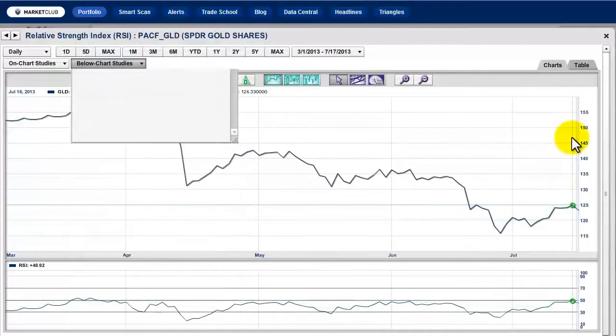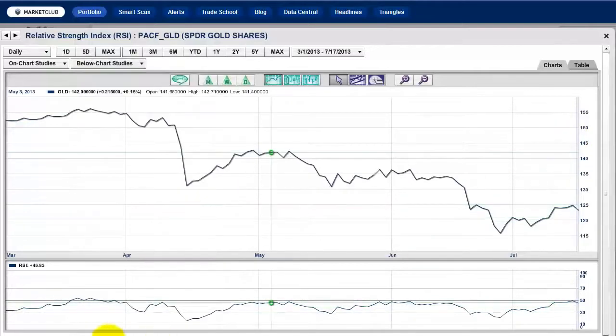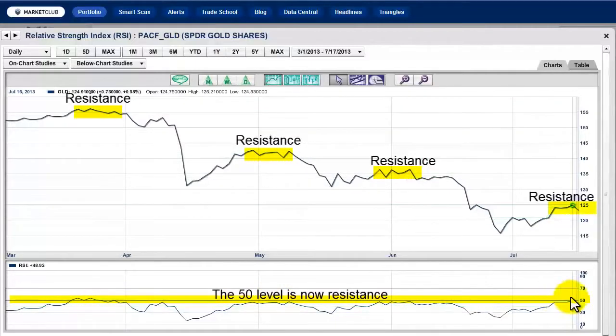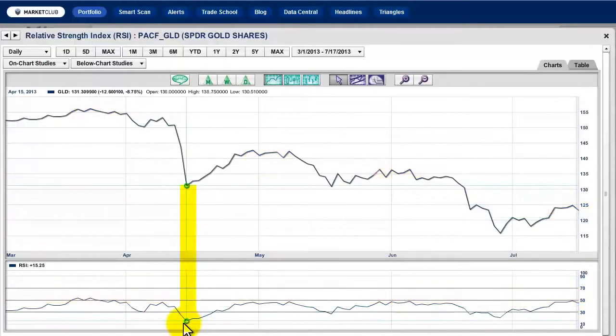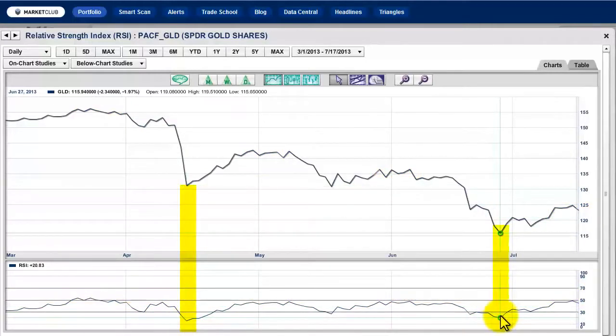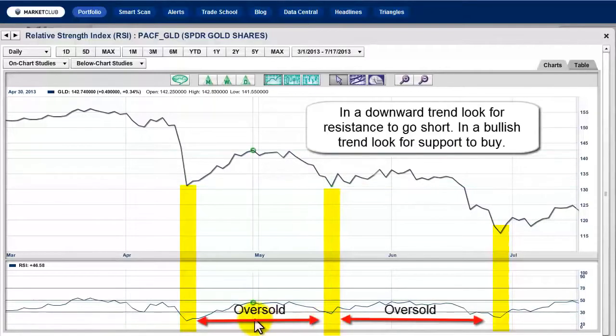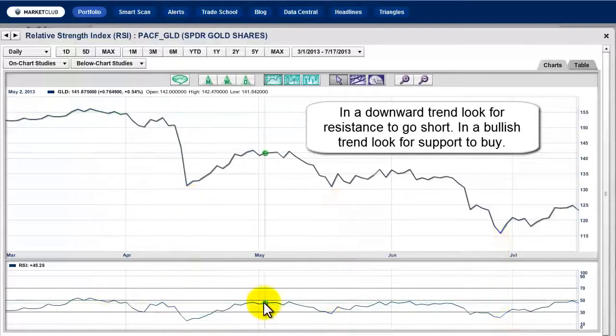Click off the indicator, and you can see every time it gets to the 50 level, it's resistance right around there, and again right around here. So technically, when it gets to obviously below here, it's oversold, and below here it's oversold, and perhaps even to a lesser degree right here. But generally speaking, in a downward trend, you want to be looking for resistance to go short, not to buy, but just to go short. And in a bullish trend, it's just the opposite, which I just showed you. So that's how you use the RSI to successfully trade in the markets.